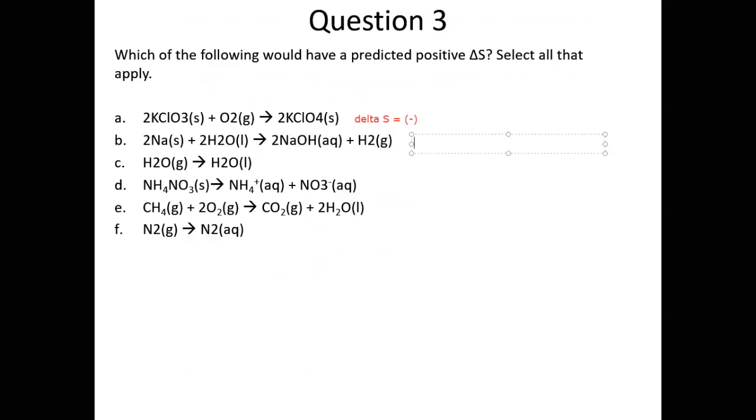Next we have the reaction of sodium and water. We form aqueous sodium hydroxide and hydrogen gas. So now you'll see that there's a gas on the product side, no gases on the reactant side. So here delta S would be positive. We condense steam into water, so we're going from a gas to a liquid. So delta S would be negative.